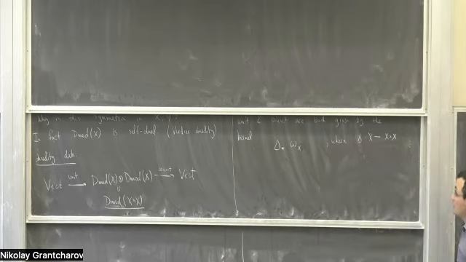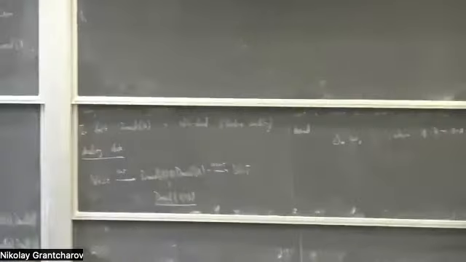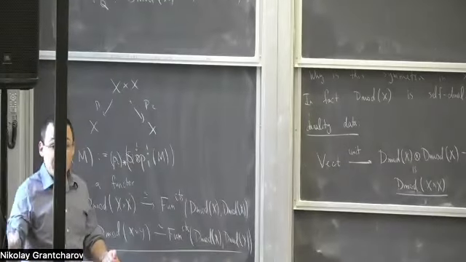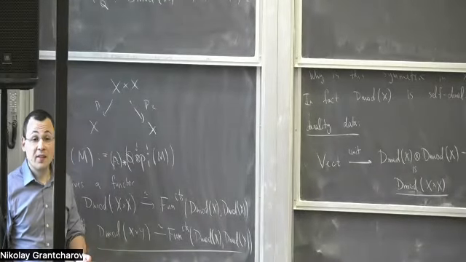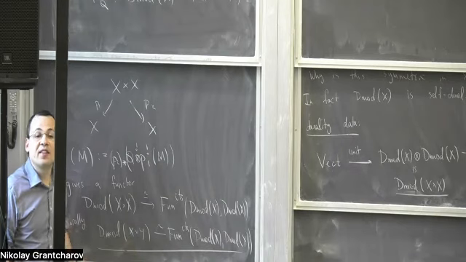Doesn't the kernel not determine the co-unit a priori? Don't you have to specify? It seems like you're implicitly using self-duality. No, I'm using this identification; just read the kernel in the other direction. Okay, I see. That's why I started off talking about this.